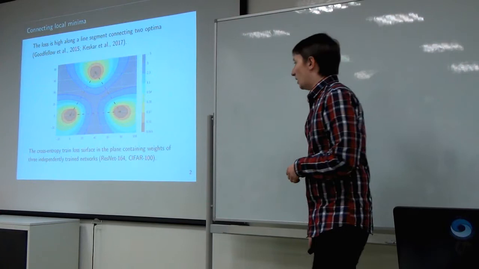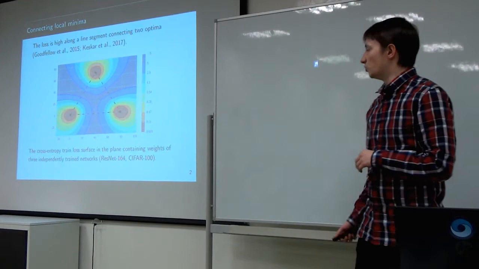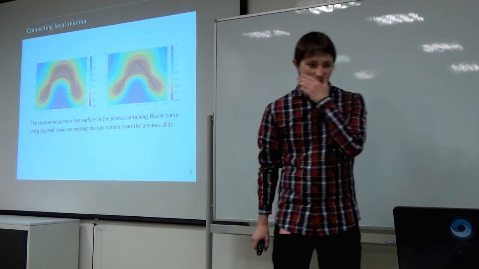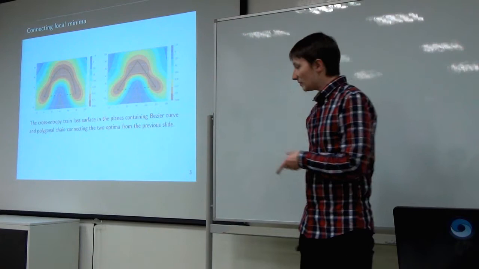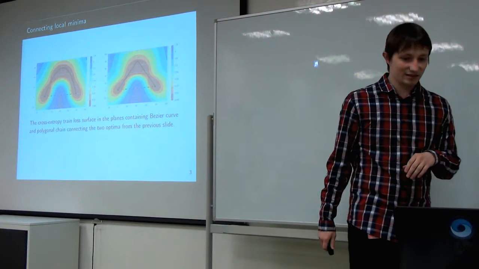We were interested in the following question. Could we connect local optima with some path such that the loss won't be very high along this path? And actually, we can do that. In these visualizations, we took two optima from the previous slide and found paths between them, and these paths have near constant loss. So it's the main result, I think, of our first paper.